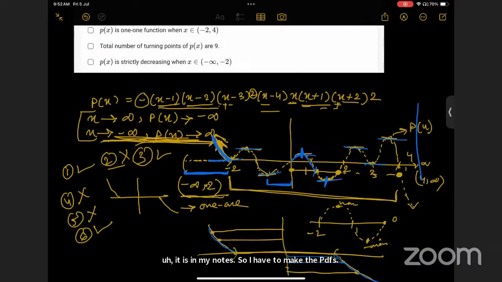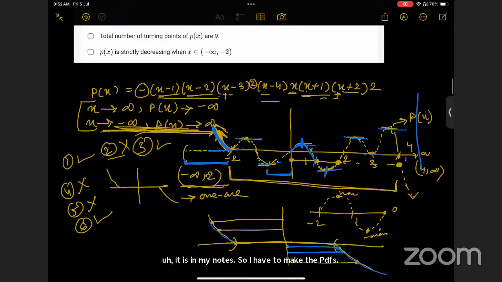Ma'am, for the same question, what you are saying is that at the end we need to check for minus infinity and also for plus infinity. The end behavior, ma'am. Yes, yes.